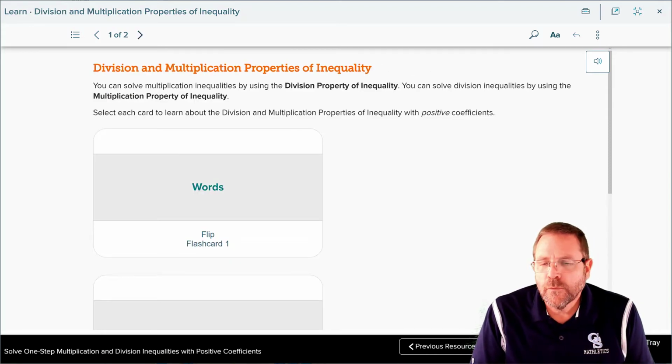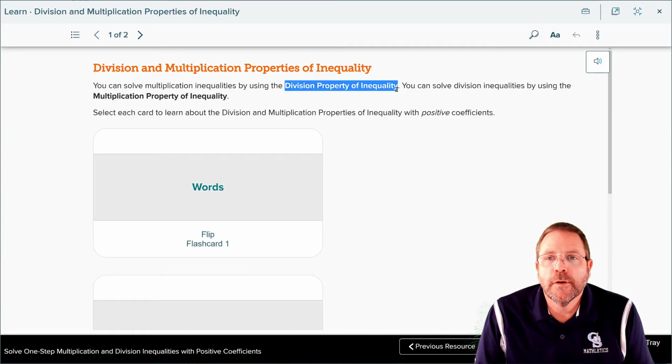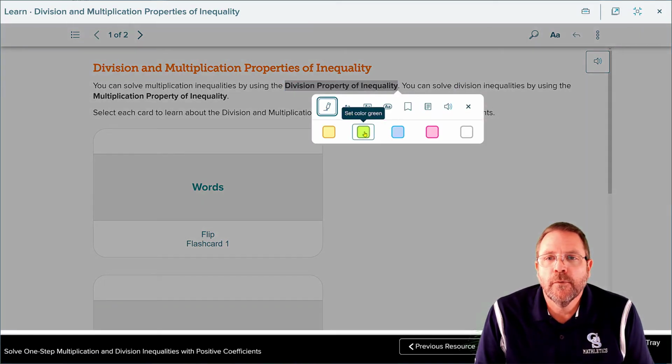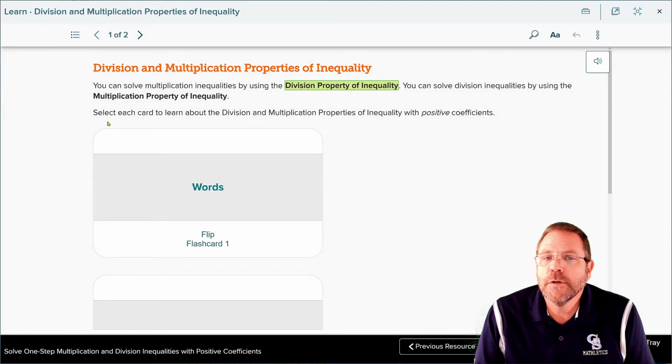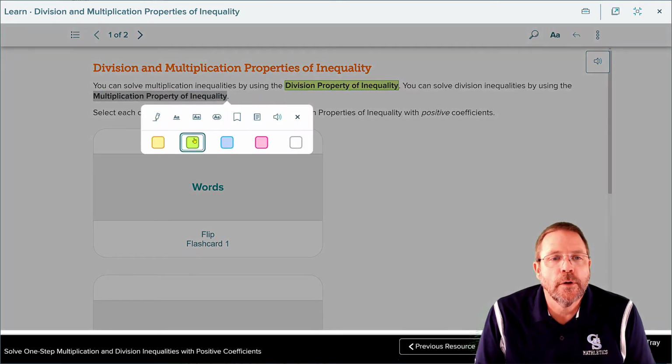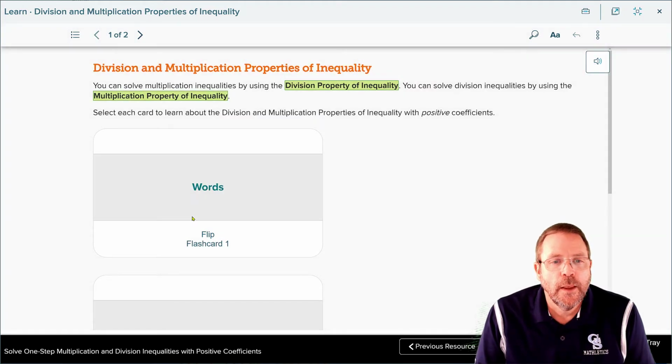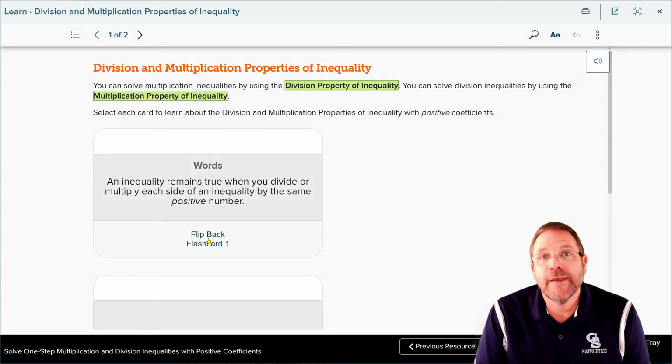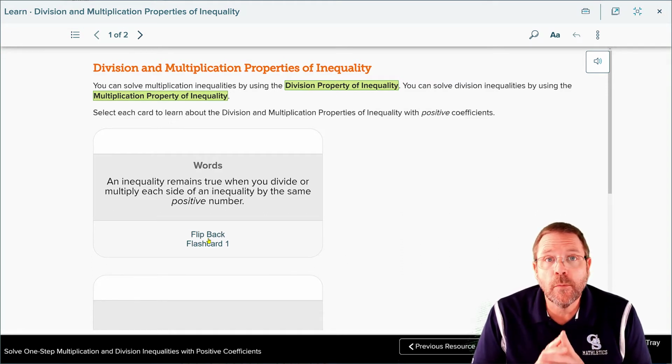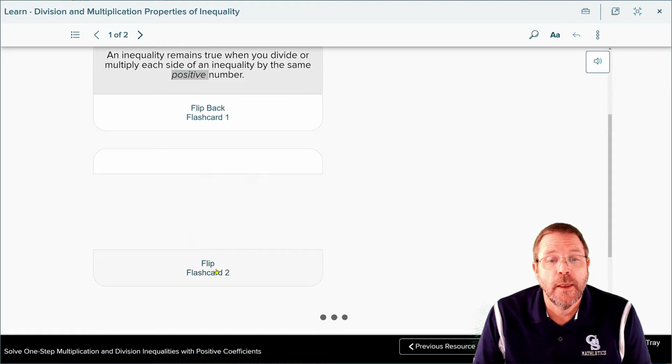Moving on to resource number 4, it says you can multiply and divide inequalities by using the division property of an inequality, vocab term, and solve multiplication inequalities by using the multiplication property of an inequality, another vocab term. If we looked at those in words, we would say that an inequality remains true when you divide or multiply each side of the inequality by the same positive number. Okay, key word there is positive.